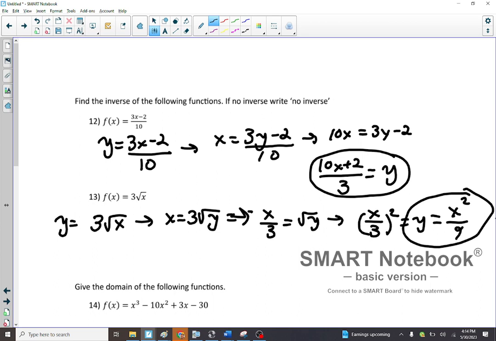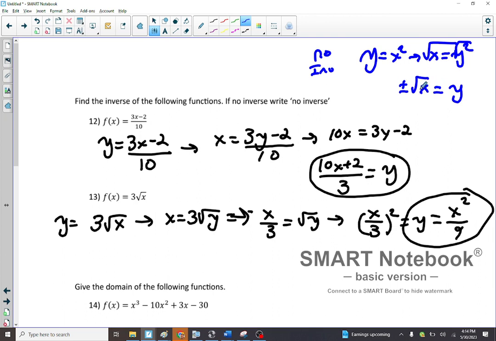Now, as a reminder, this one didn't have it. But if you have a no inverse situation, that occurs when something like this happens. Let's say y equals x squared, where I'm going to swap these. So this is a no inverse example. So y equals x squared, swap them. X equals y squared. You square root both sides. But what happens when I square root something on both sides? I get the plus minus square root of x. And that's an issue.